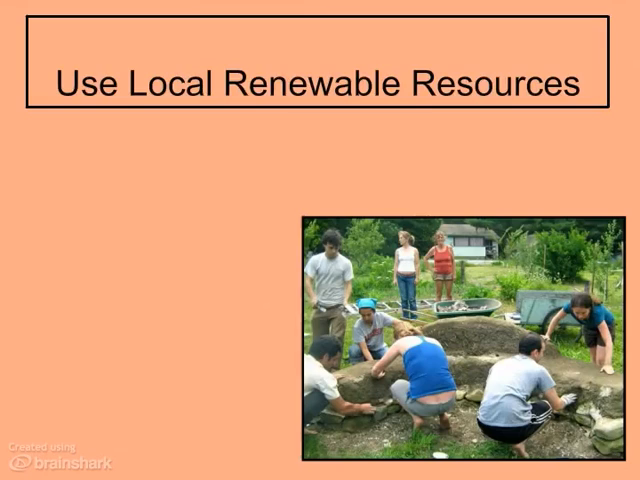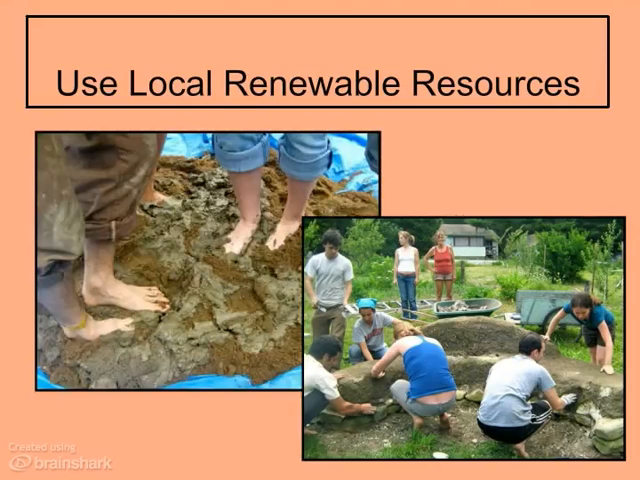Using local renewable resources means finding out what is freely available at or near your site that you might utilize for various purposes. In this photo, students are mixing cob, a natural building material composed of sand, clay, straw, and water. Cob is similar to adobe and can be used to build benches, sheds, houses, and many more structures.